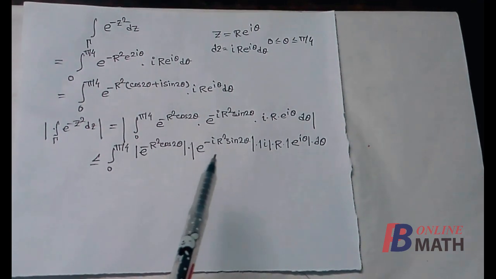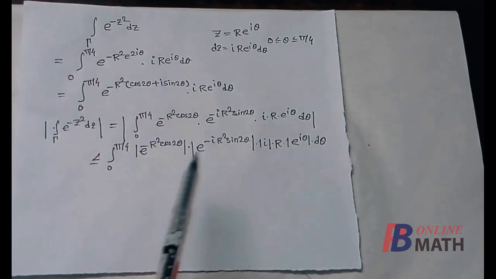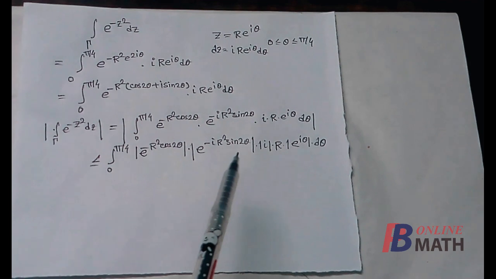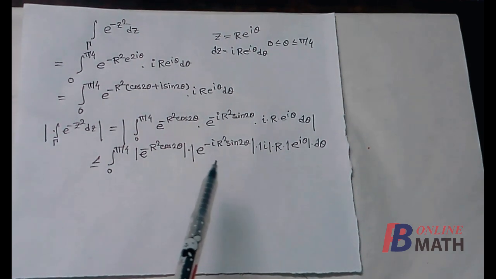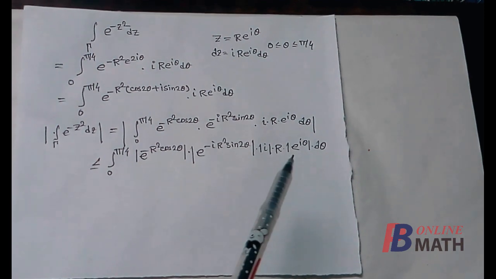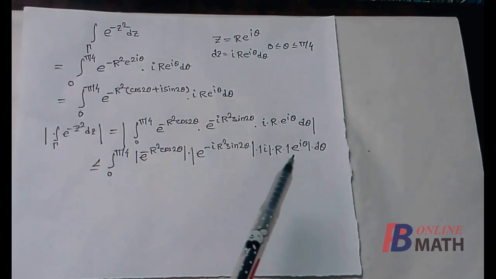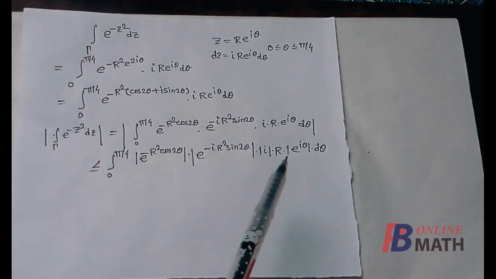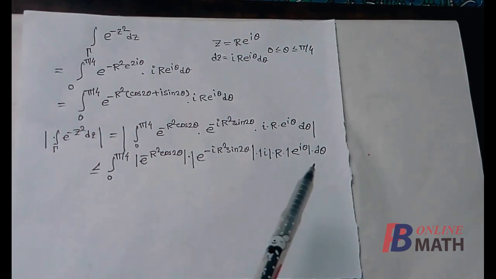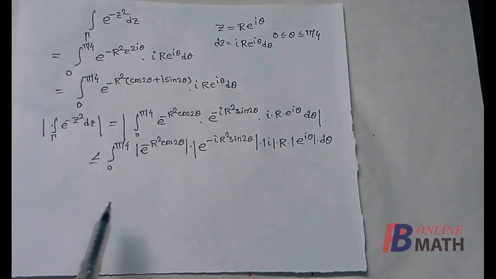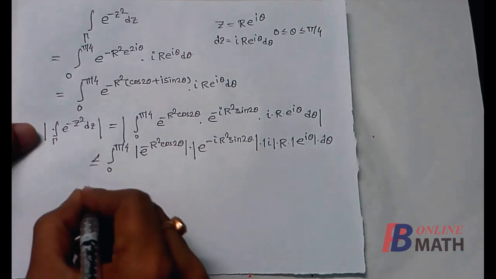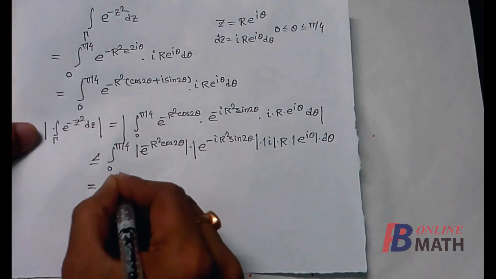Here we find that r square sine 2 theta is a real number. So e to the power minus i into r square sine 2 theta, its modulus should be 1. Modulus of i is equal to 1. e to the power i theta is cos theta plus i sine theta, so its modulus is again 1, and r is a positive quantity, and so is d theta. So using this, it can be written as integral from 0 to pi by 4.